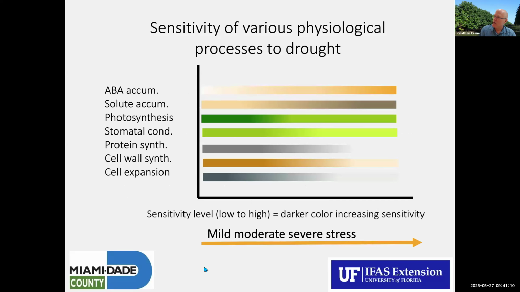So this is just trying to show you the sensitivity of various physiological processes inside the plant and inside the cells, and the darker part. So when plants are drought stressed, photosynthesis shuts down quickly, the stomata close quickly, protein synthesis is also affected, the cell wall synthesis is very affected, as is cell expansion. So they're very sensitive to even the beginnings of mild stress, and then this is severe stress.